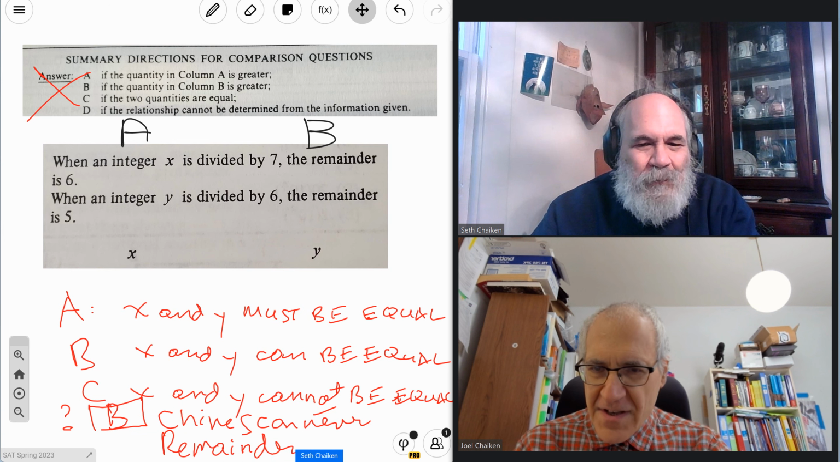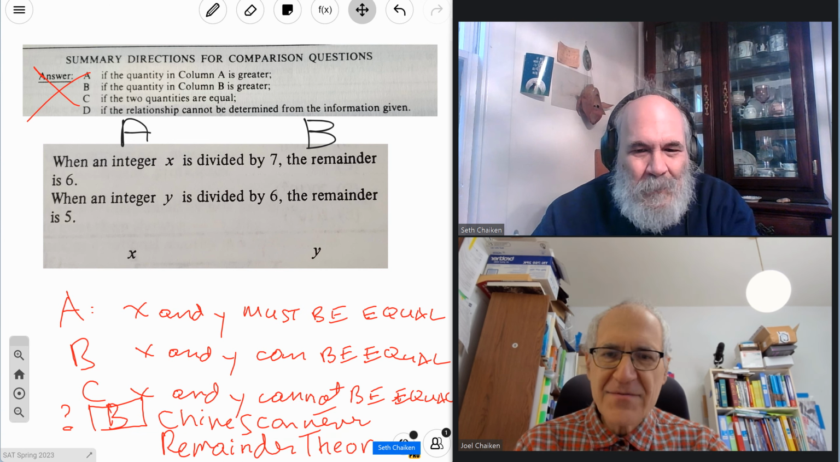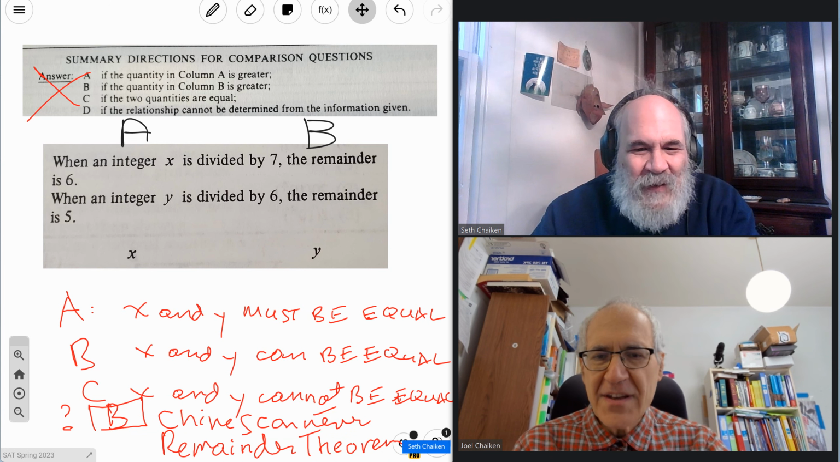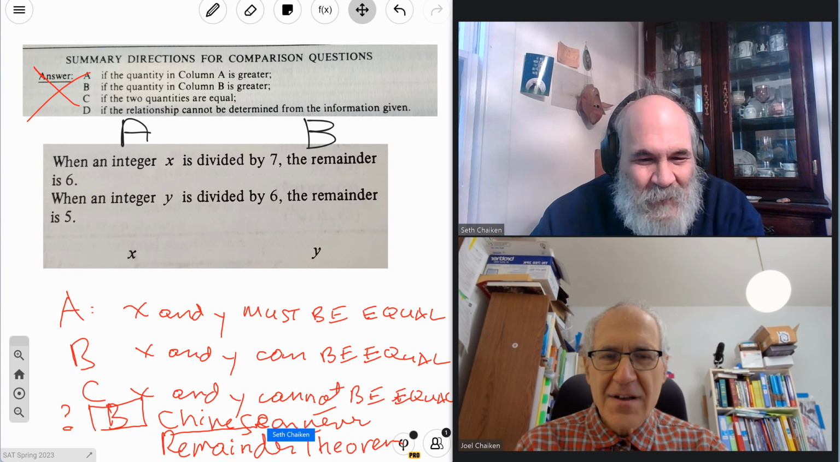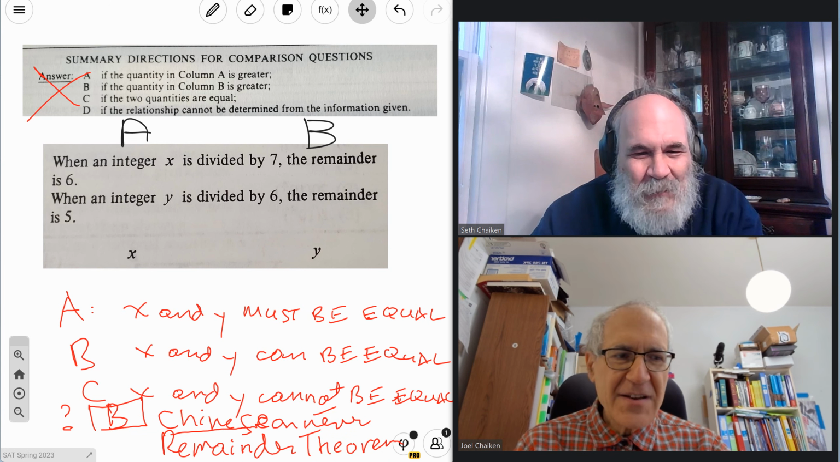Chinese remainder theorem. Yes, if you're interested, go to Wikipedia and you can read all about it. Okay, I guess we're done for today, right?